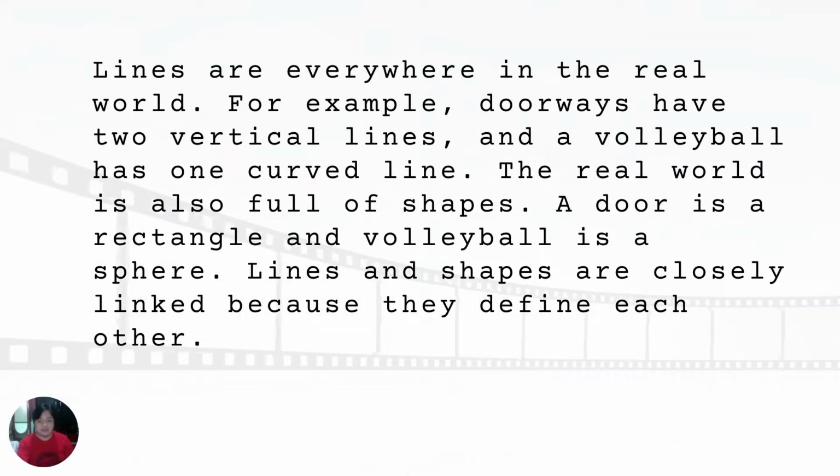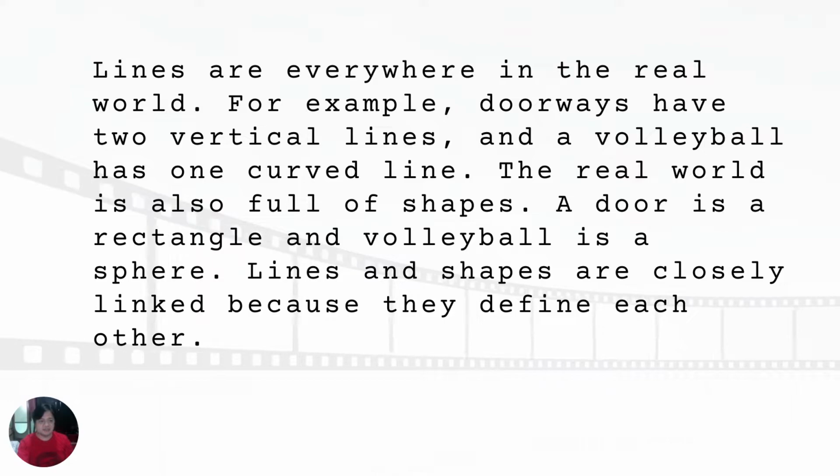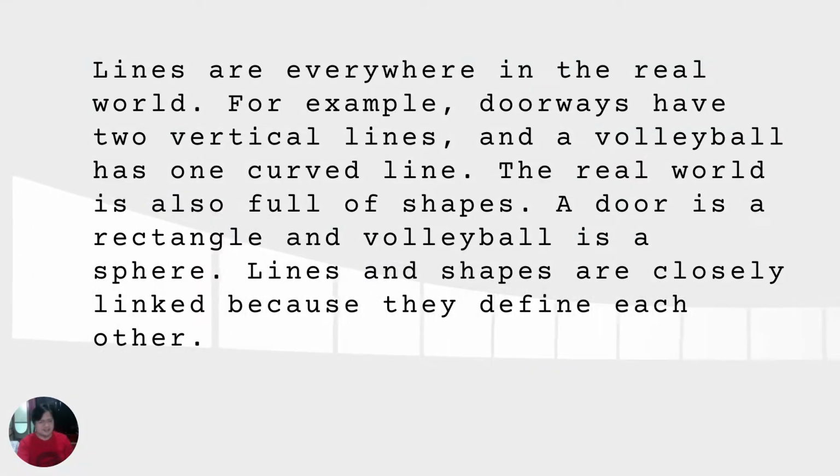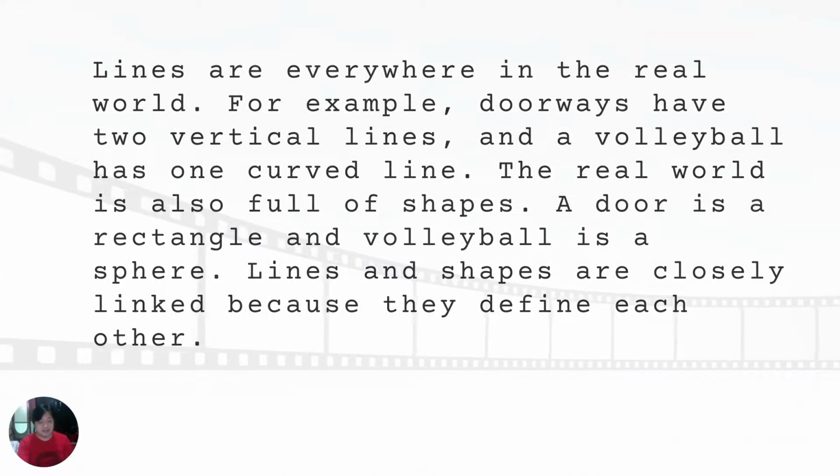Lines are everywhere. In the real world, for example, doorways have two vertical lines, a volleyball has two curved lines. The real world is full of shapes. A door is a rectangle and a volleyball is a sphere. Lines and shapes are closely linked because they define each other.